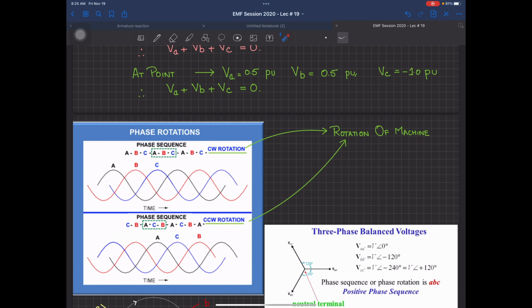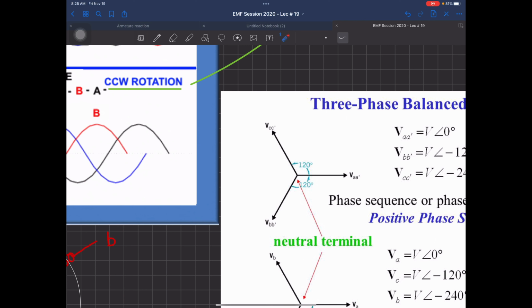So what is phase sequence? Phase sequence actually tells you the order when you have drawn the phasors from any direction. You cannot say that you always have to start from here, this is A, this is B, this is C. No, you can even write it as first C, then A, then B. You only have to move in clockwise rotation.